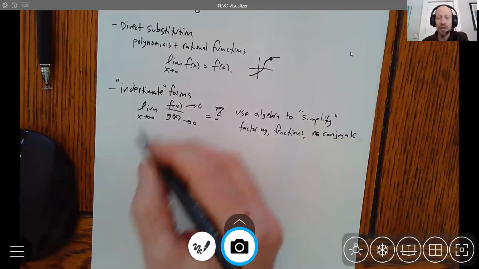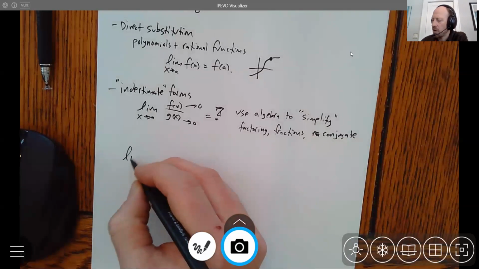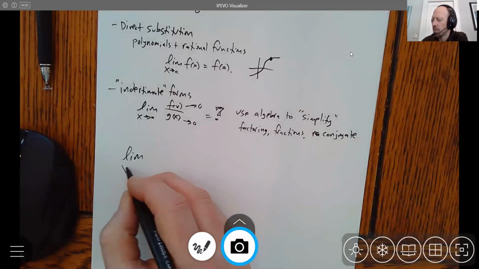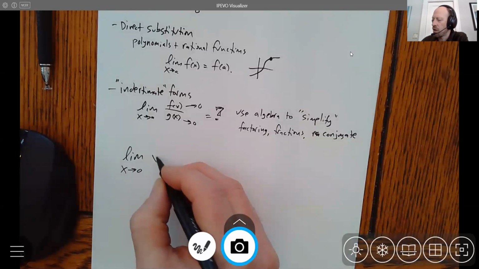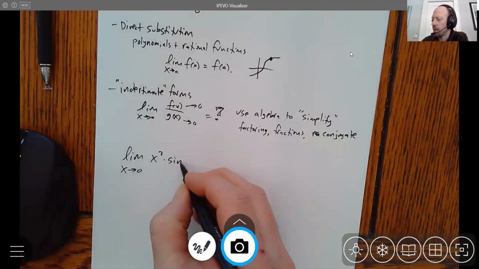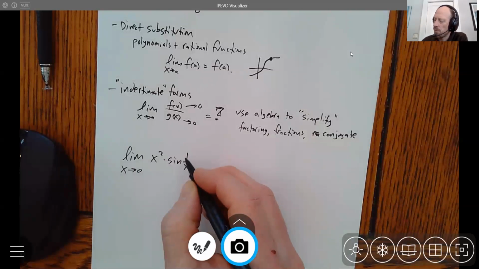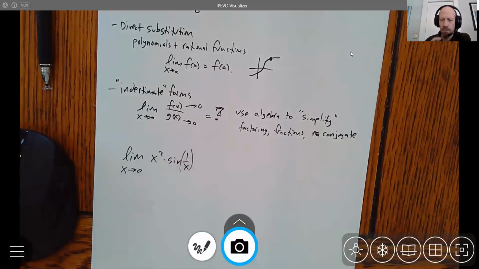Okay. So these are all useful strategies, and there are ones that we like to employ, but there are certainly situations where none of these strategies work. And here's an example of one of those. Let's look at the limit as x goes to 0 of x squared times the sine of 1 over x.